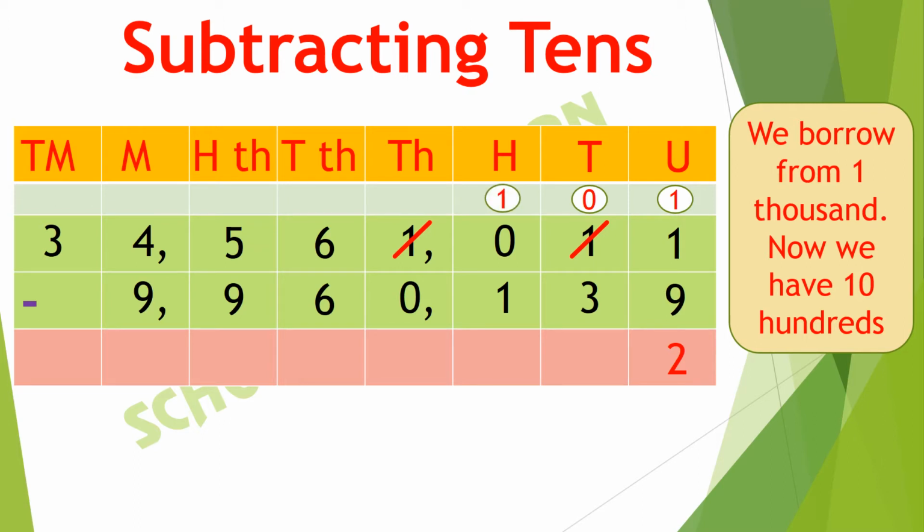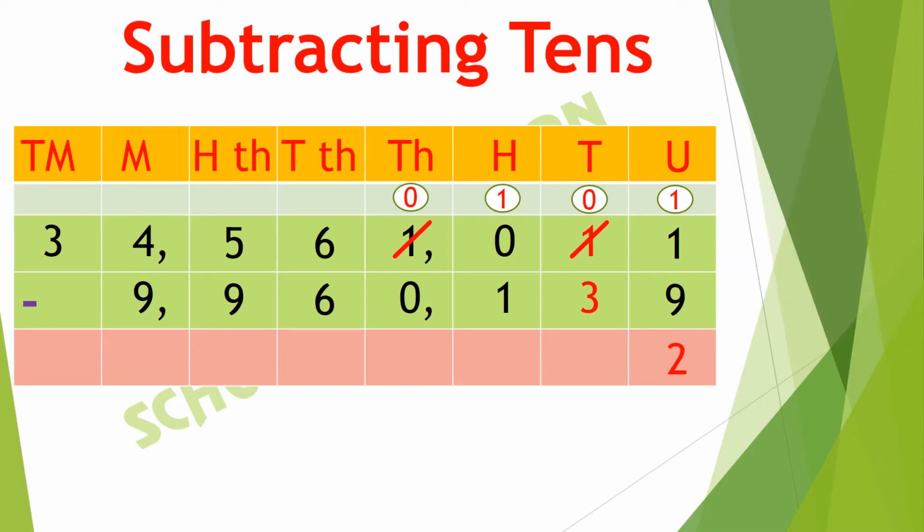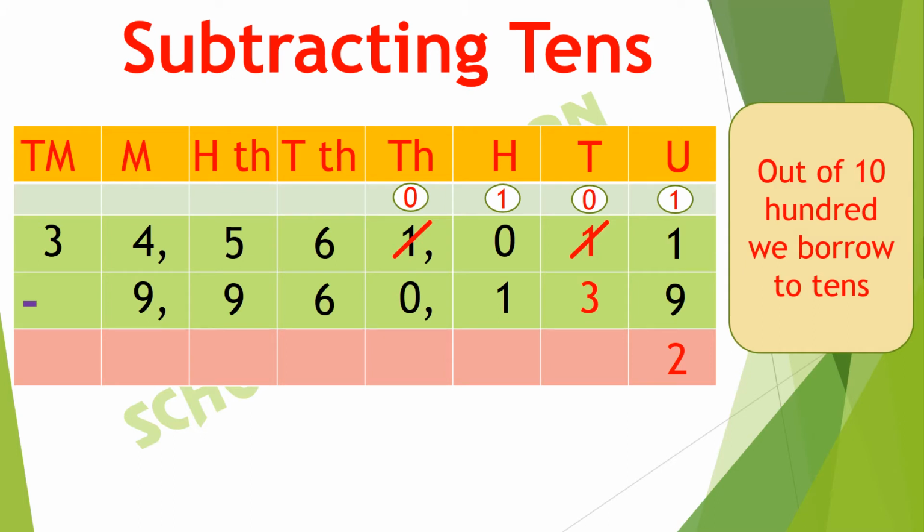Here we can see that we have 10 hundreds in the hundreds column. If we take borrow from 1000, we get 0 thousands here. Now we can borrow from the hundreds. Out of 100, we borrow to the tens. Out of 100, if we give borrow to the tens, here we are left with 9 hundreds. Now we can easily subtract 3 tens out of 10 tens.